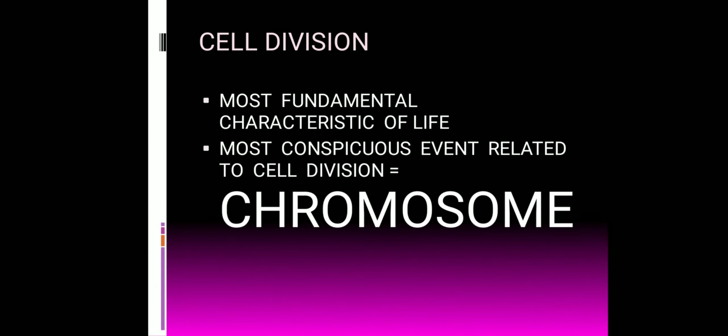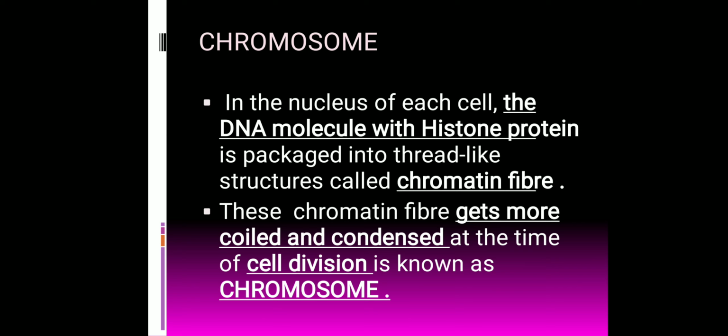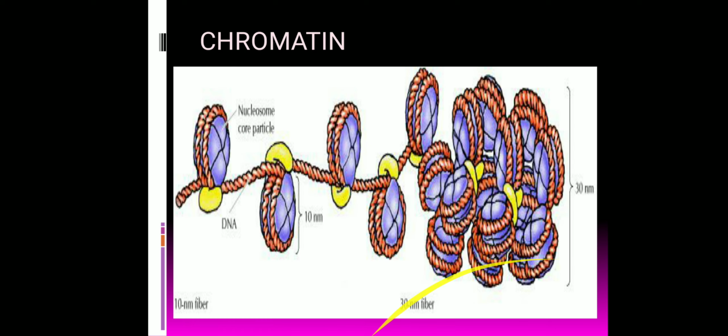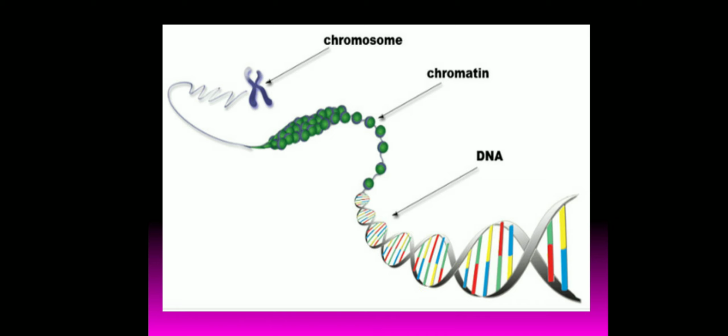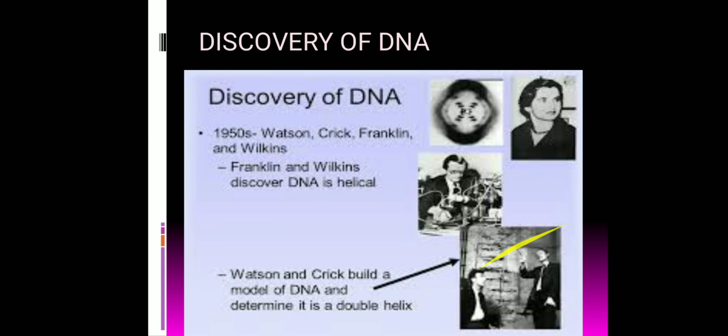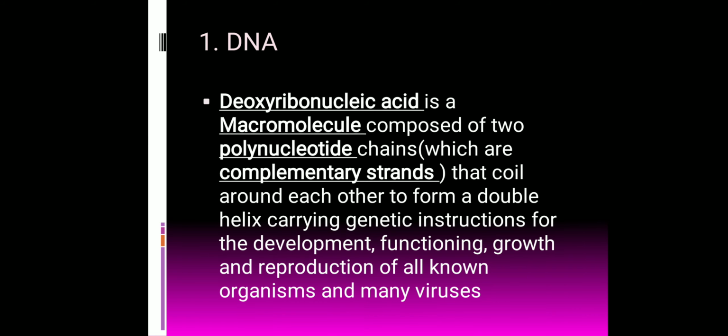Good morning, students. In the previous class, we had started with chromosomes. We have discussed the definition of chromosome and chromatin fiber. Chromatin fiber is composed of basically two structures, that is DNA and the histone. So, today we have to start with DNA.